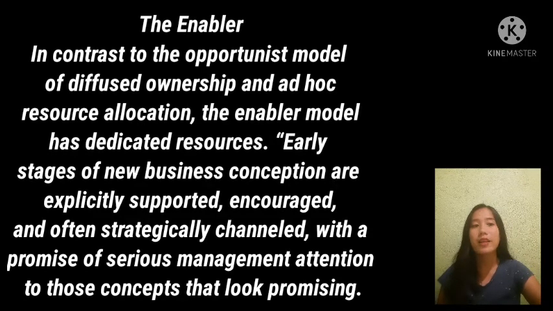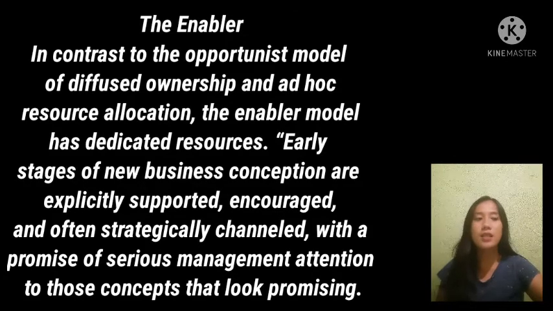Number two is the enabler. In contrast to the opportunist model of diffused ownership and ad hoc resource allocation, the enabler model has dedicated resources. Early stages of new business concepts are explicitly supported, encouraged, and often strategically channeled, with a promise of serious management attention to those concepts that look promising.